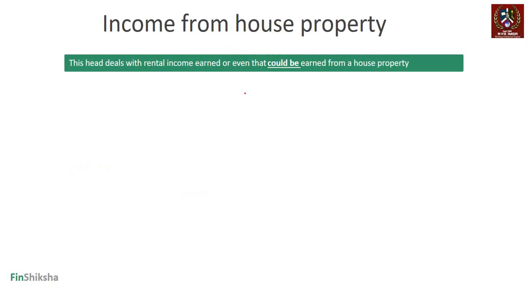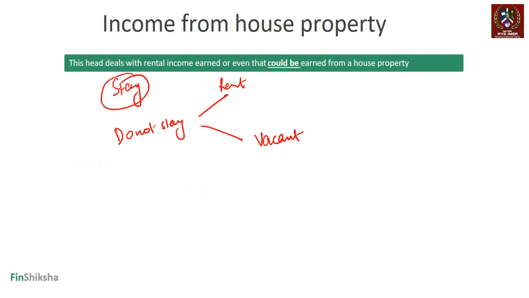So you buy a home, you can either stay in it, or you could rent it. Now, let's first divide it in two parts. You stay in it or you do not stay in it. If you do not stay in it, you could rent it, or it might be just lying vacant. So there could be three situations. You are staying in it, you have rented it, or it could be lying vacant. Correct? Now, in each of these three situations, there is some sort of an income from house property that is going to come.